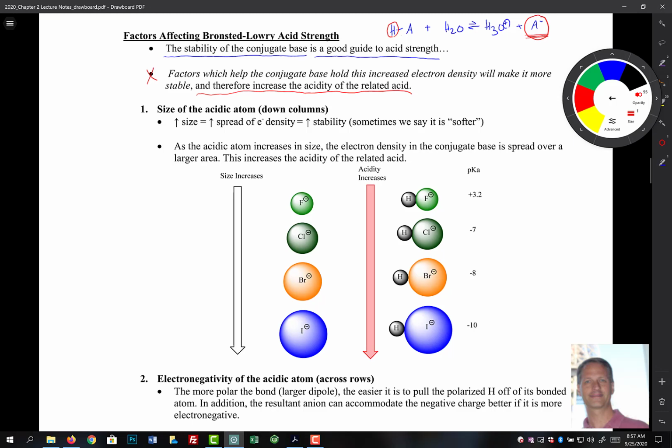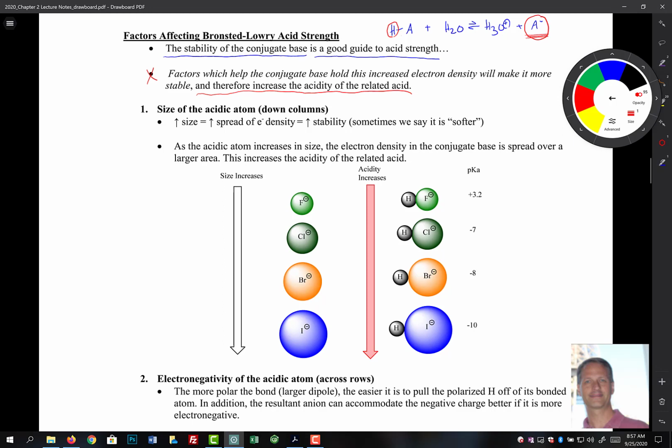Now there's a handful of things that affect the stability of our conjugate base. One of the things that we're going to be talking about is some of those factors, and we also need to remember that later on in chemistry we're going to be talking about base strength. And to understand base strength, we'll look at acids. We'll look at the acid from which it came.